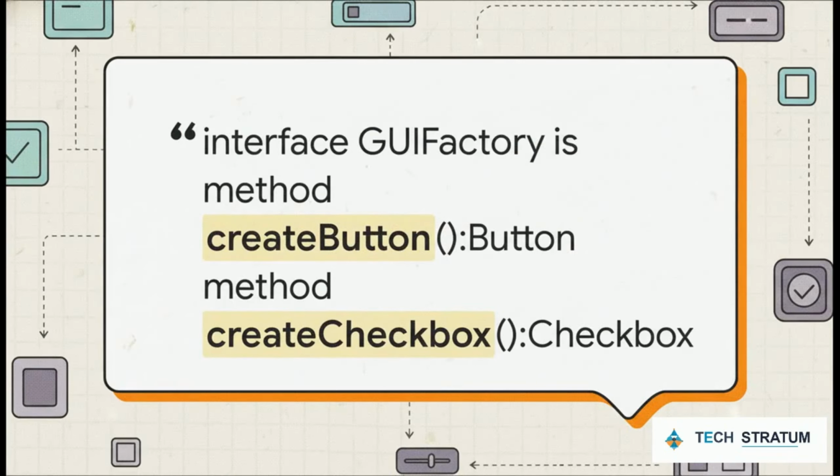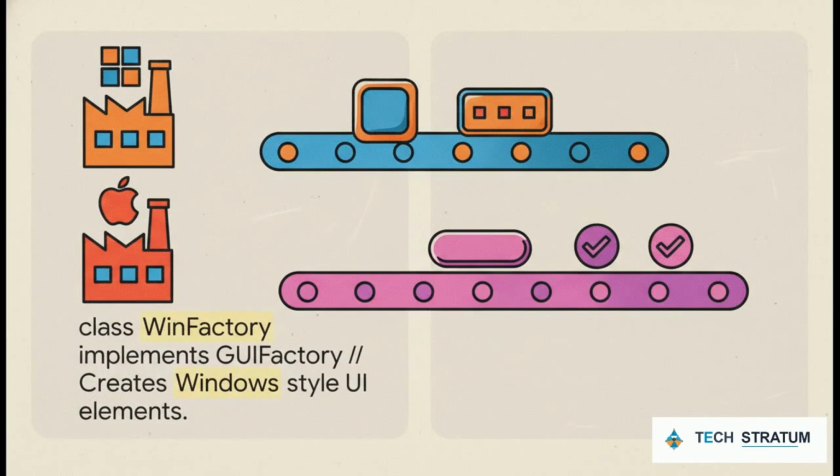So we start by defining our abstract factory interface, which we'll just call GUI factory. This is our contract. It declares methods for creating every single UI element our app might need, like create button and create checkbox. And pay close attention to the return types here. They're also abstract interfaces like button and checkbox. They are not specific implementations like WinButton. That part is key.